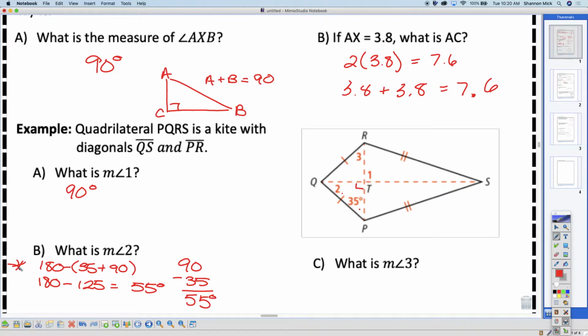Okay, last one is what is angle 3? It'd be 35. Because what do you know about this triangle? They're the same, they're congruent. So angle 3 is 35.